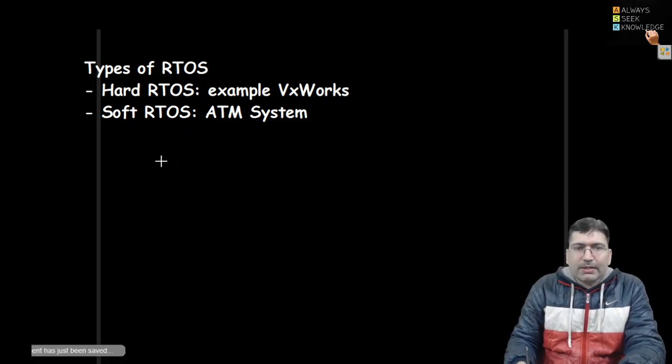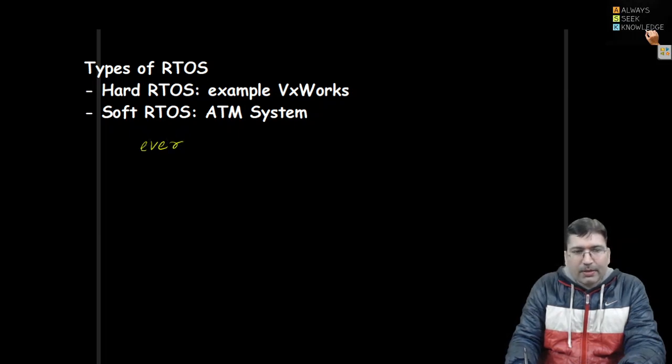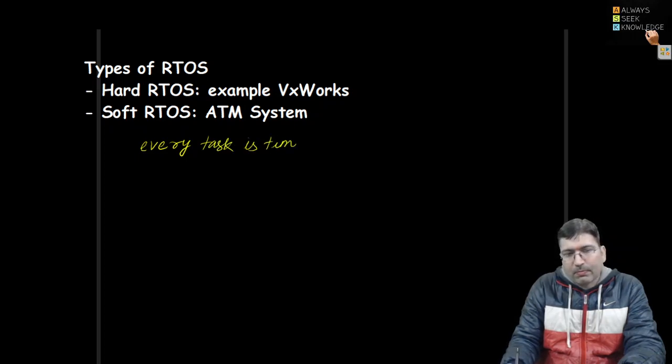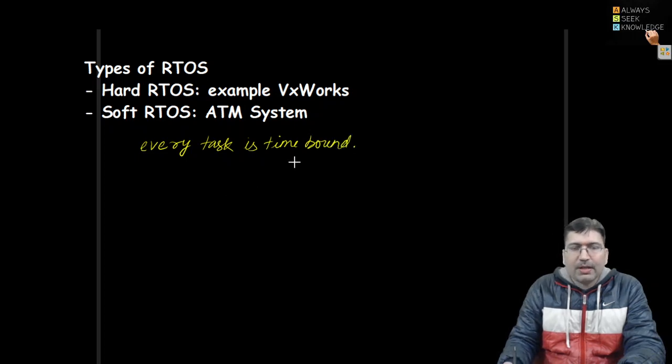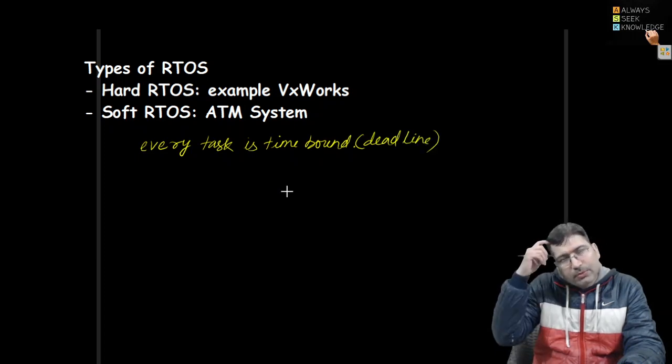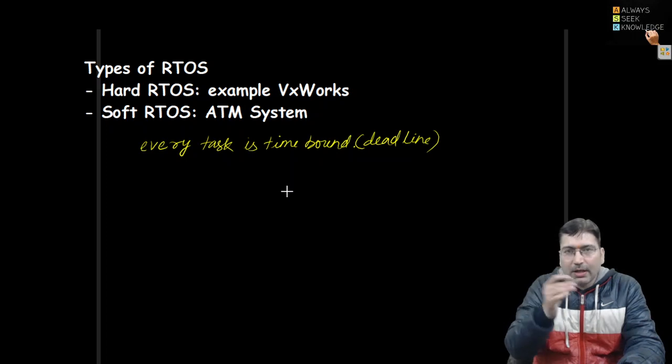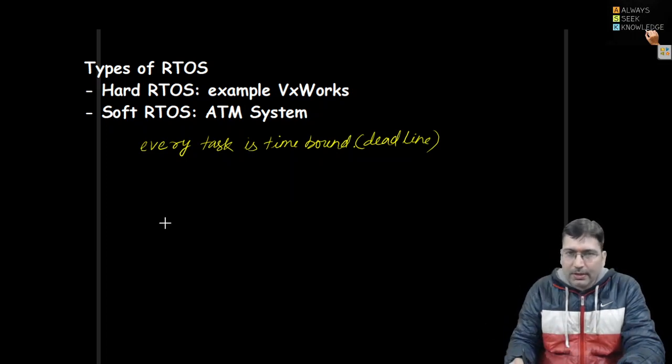So what did I say? In a real-time operating system, every process or every task is time-bound. That means every task has a deadline. So every process needs to finish its lifetime within the deadline only. Otherwise, it will be treated as a failure.